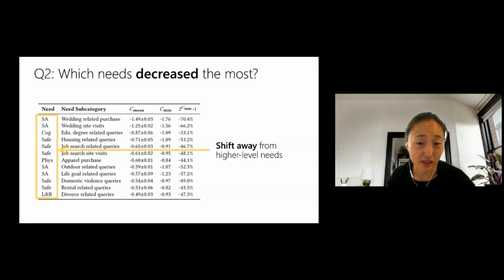On the other hand, when we look at the top 12 needs subcategories that decreased the most, we see more self-actualization and other higher needs. When we look at the subcategories themselves, we see a pattern that these decreased needs are typical indications of positive or future outlooks, such as wedding, higher education, job search, life goals, and securing housing or rental.